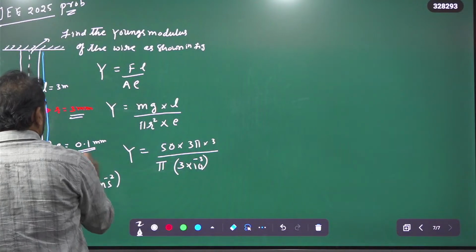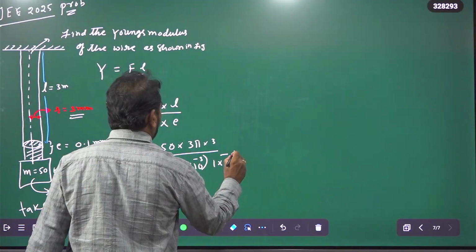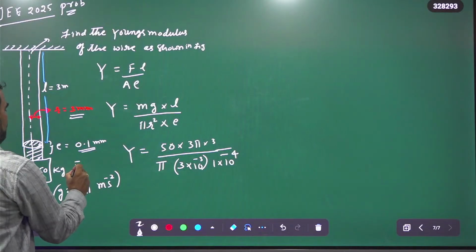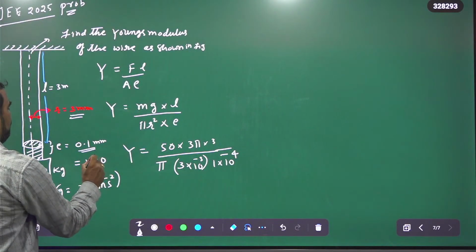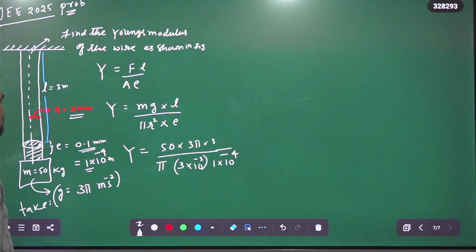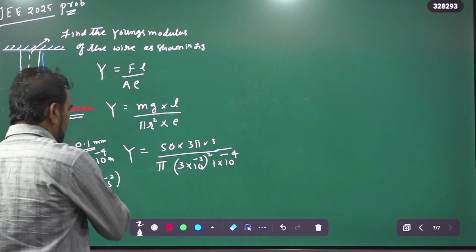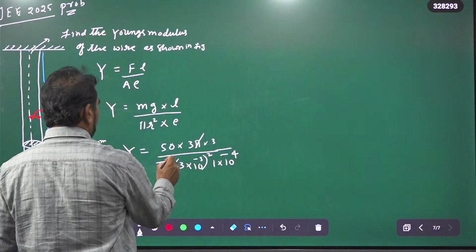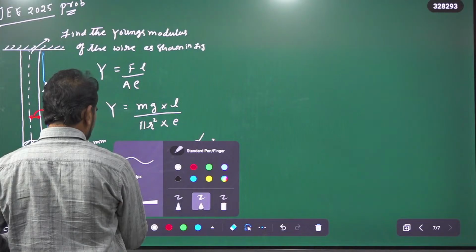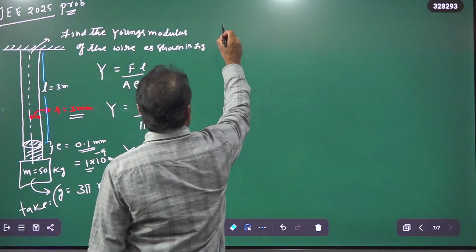Into the E value, which is also given: 1 into 10 to the power of minus 4 meters, because 0.1 millimeters means 1 into 10 to the power of minus 4 meters. All values have been substituted. You should write r square here like this. Here pi will get cancelled out. What is the value of Y from the remaining terms?